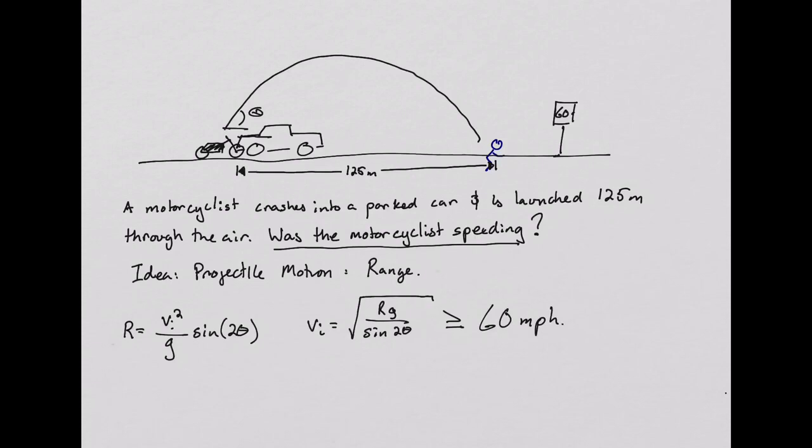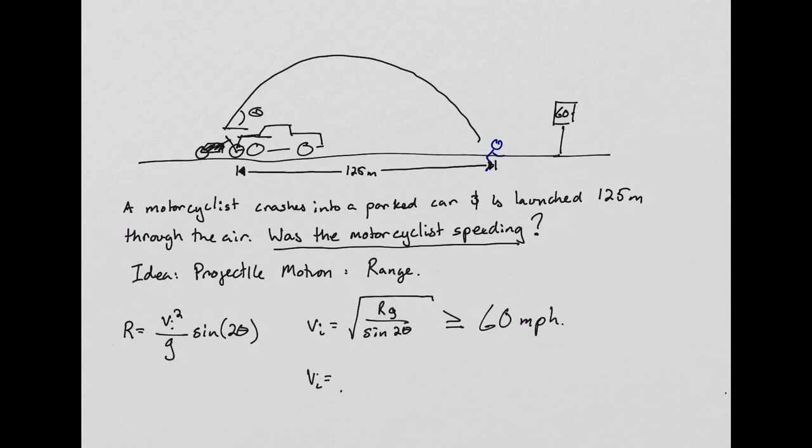So, we can answer it because we know that this sine function here will take on a maximum value at theta equals 45 degrees, which means that this initial velocity will then get a minimum value at that same 45 degrees. If the minimum possible initial velocity is greater than 60 miles per hour, we know that the motorcyclist was speeding. So let's go ahead and do that calculation.